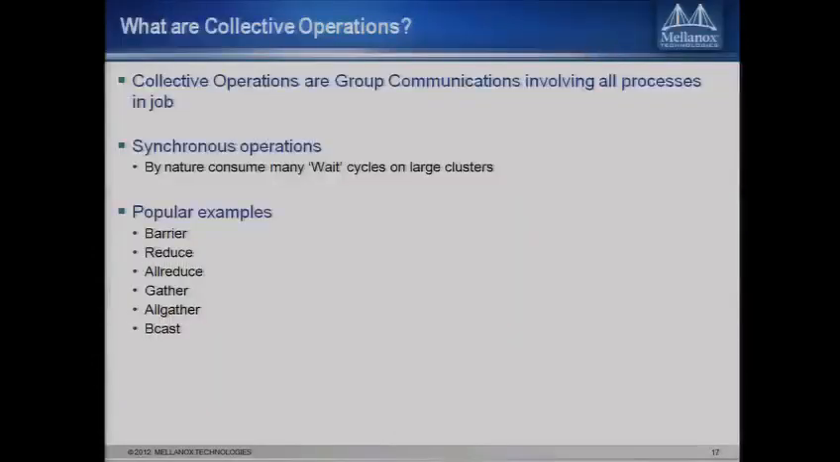So first, to understand what FCA is, we really should understand what a collective operation is. Collective operations are group communications, and they involve all the processes in a job. So they tend to be synchronous in nature, and they can consume many wait cycles on large clusters as we wait for all of the processes to get to that place within the collective. For instance, a barrier operation is a synchronous operation that says when every process gets to this point in my program, then I can go on. So you can get lots of wait cycles on large clusters. Popular examples of collectives are barrier, reduce, allreduce, gather, allgather, and broadcast.